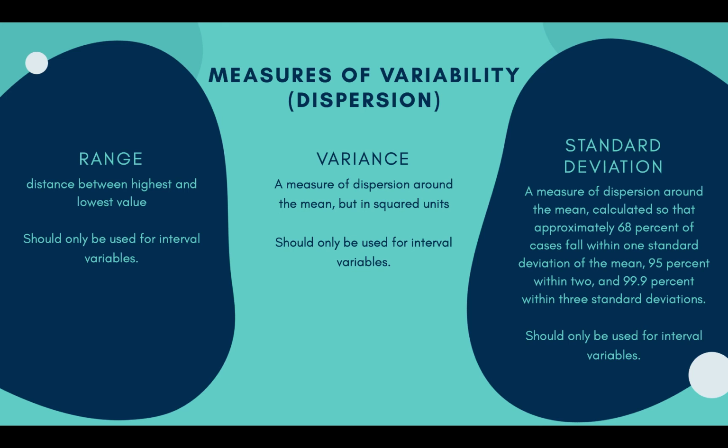And because of that, we need measures of spread, right? We can have two distributions with the same mean, but those distributions could look drastically different. So we say, let's look at the range. We know what the range is. The range looks at the distance between the highest number and the lowest number.